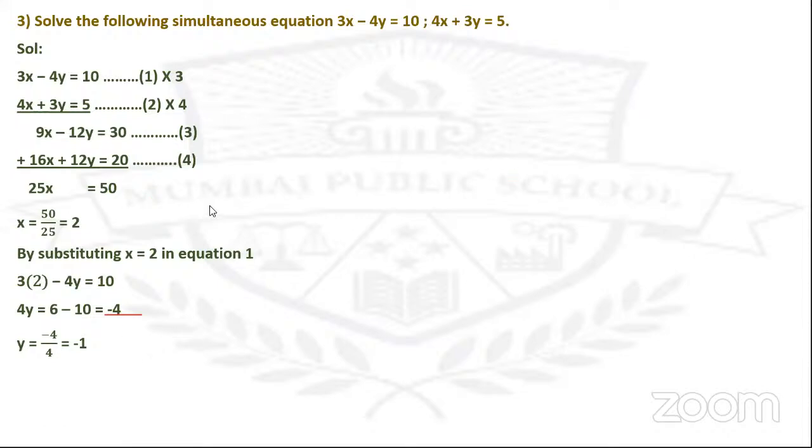So you've got the value of x with you. You've got the value of y with you. Therefore, x comma y equals 2 comma minus 1. Okay, very simple.